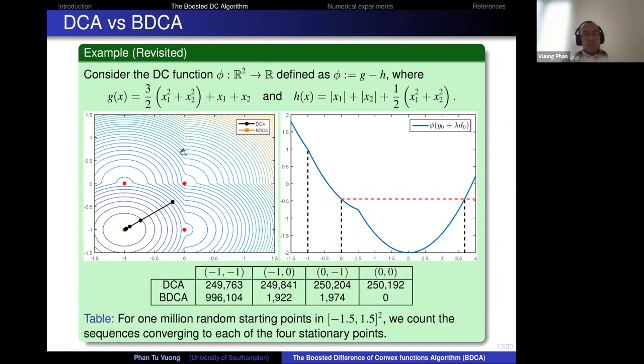So to show that the previous starting point was not chosen on purpose, we have selected here 1 million random starting points in this area, and we count the number of sequences converging to each of the 4 critical points. And here you see that the DCA converges to the 4 critical points almost equally, 25% to each point, while the BDCA sends you 99.6% to the global optimal. So feel free to interrupt me if you have any question, okay?